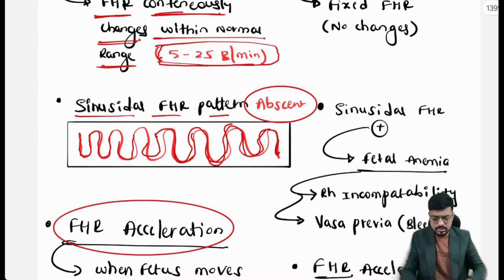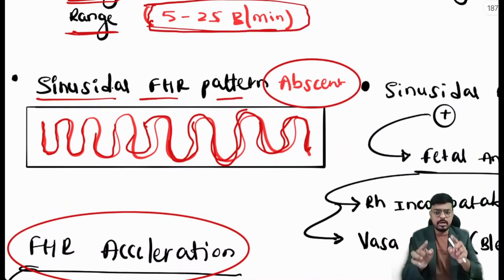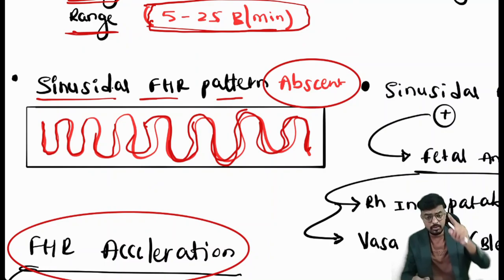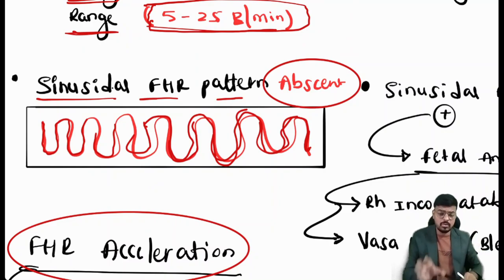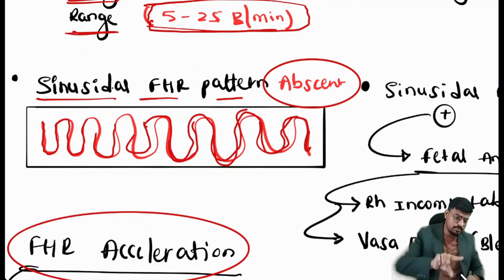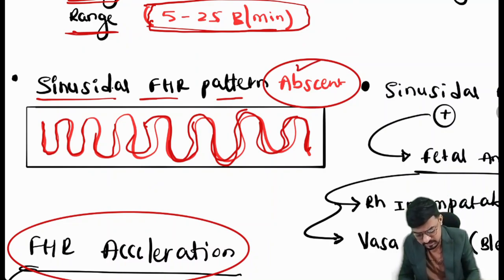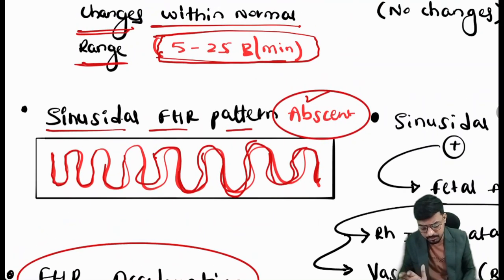The next thing we have studied is the sinusoidal fetal heart rate pattern. It should be absent. It should not come wave-like. If the fetal heart rate pattern comes wave-like, that is what we call the sinusoidal fetal heart rate pattern. If it is present, that is abnormal. If it is absent, that is normal. This is the component we have seen.